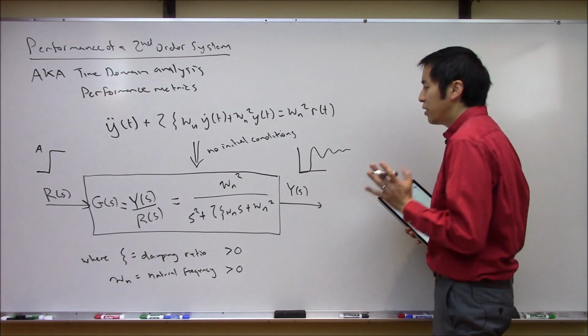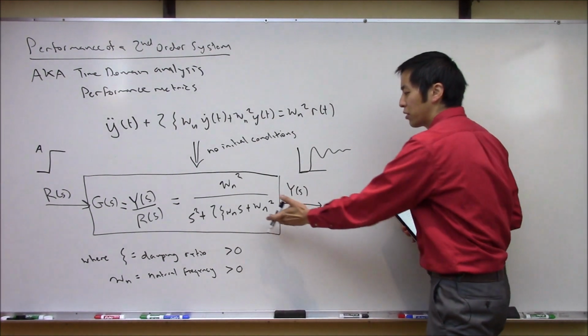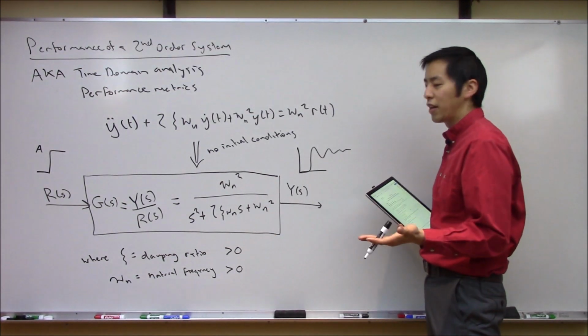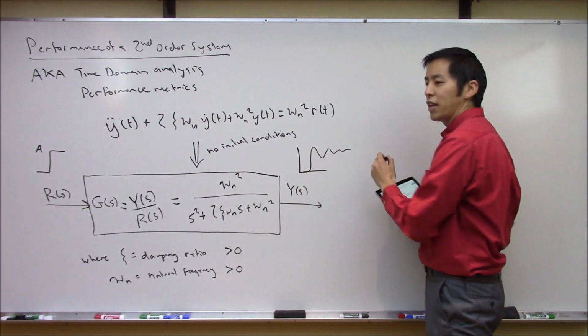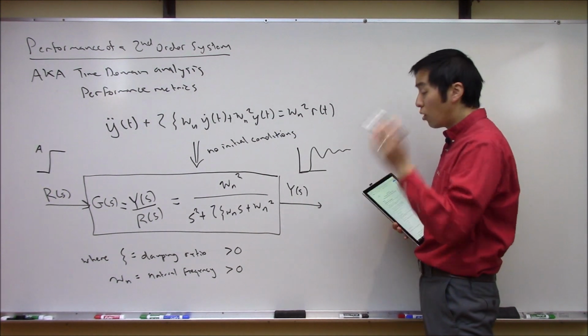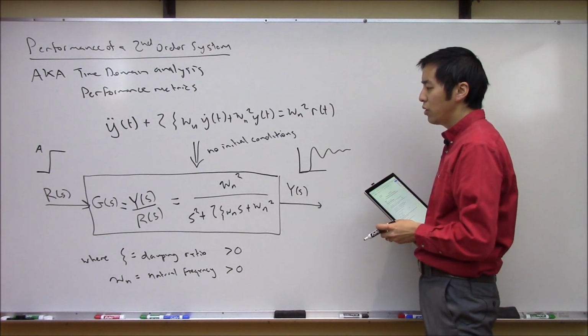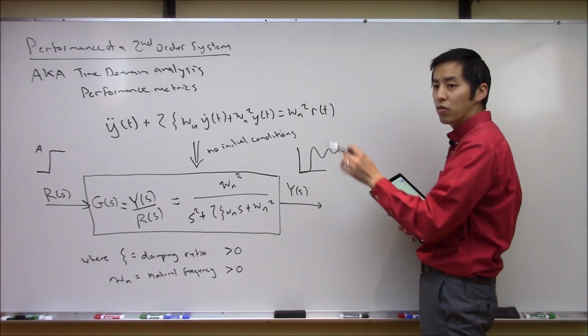It might look something like that. Could we predict characteristics of the output based on just the physical parameters of the system, like zeta and omega n? Like, for example, how much overshoot would there be? How long would it take to settle? Things like that are what we would like to answer today. So in order to do that, we are going to develop some of these performance metrics in response to a step input.